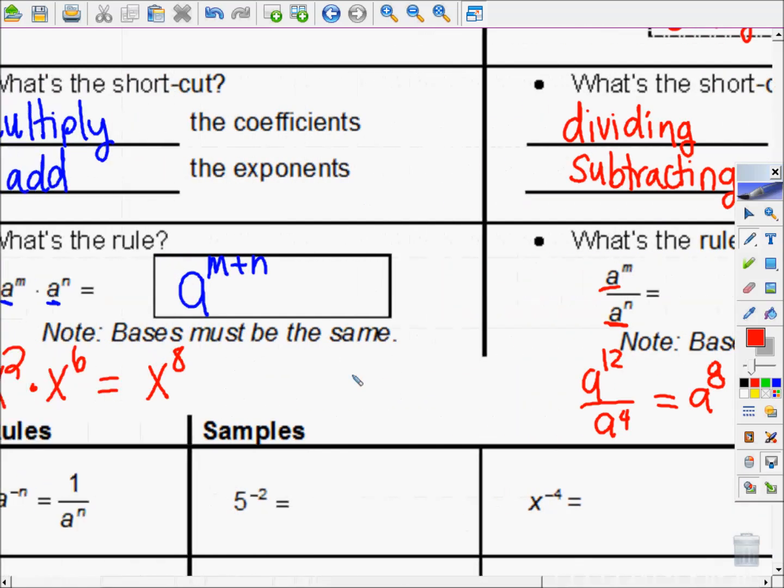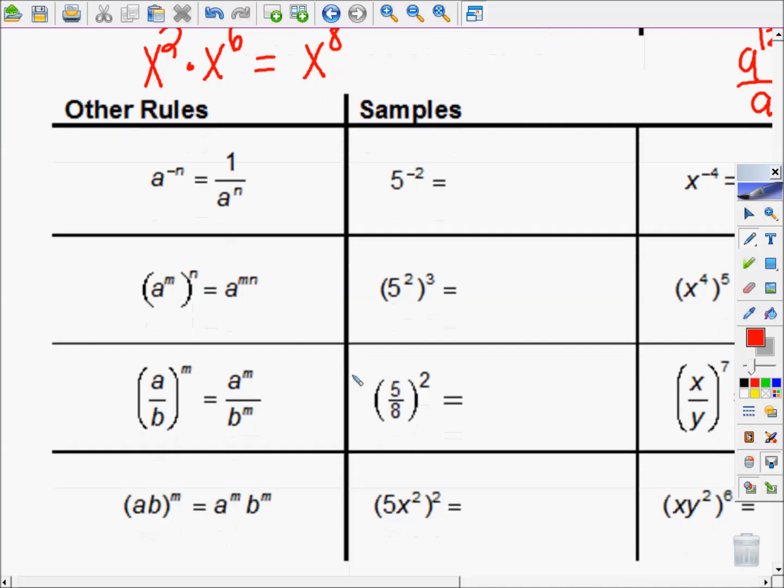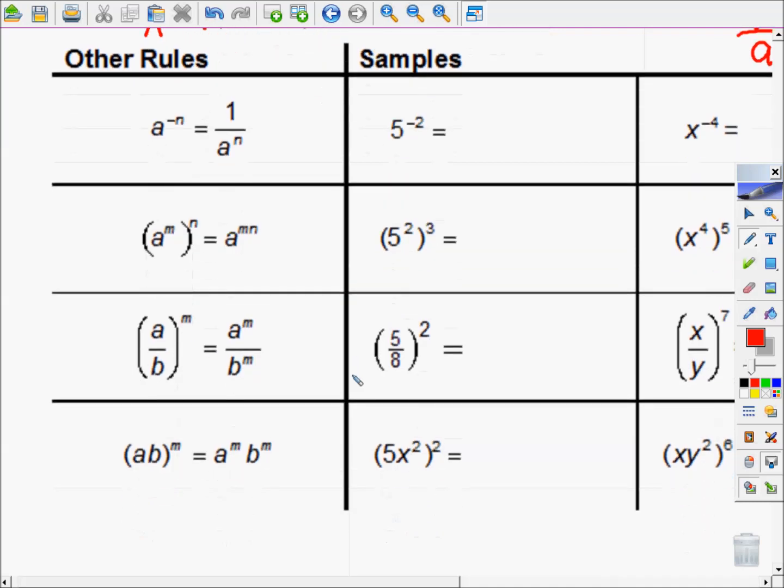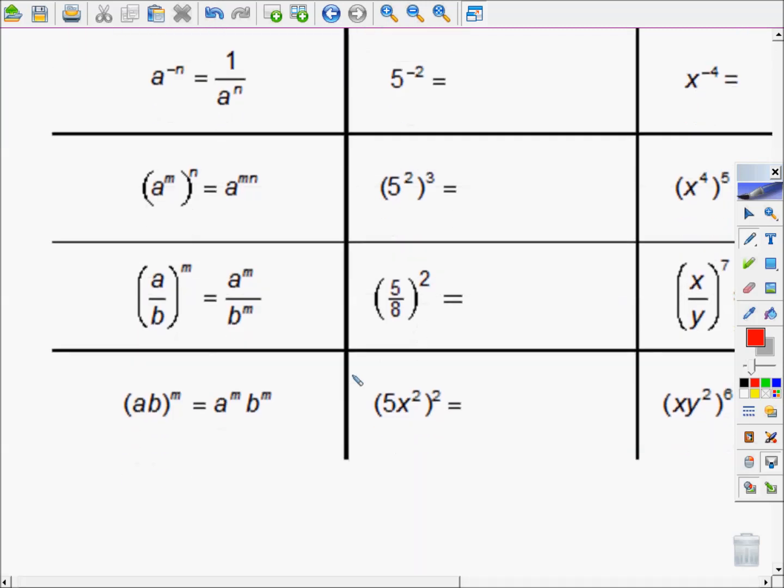All right. There are additional rules that we need to cover that you should know. We're going to do the rules and the samples, and then I want you to do the practice ones. Before we do that, I just want to go over one that's not up here. The rule I want you to add to the bottom is x to the 0 equals 1. So no matter what it is, if it's to the 0 power, it equals uno.